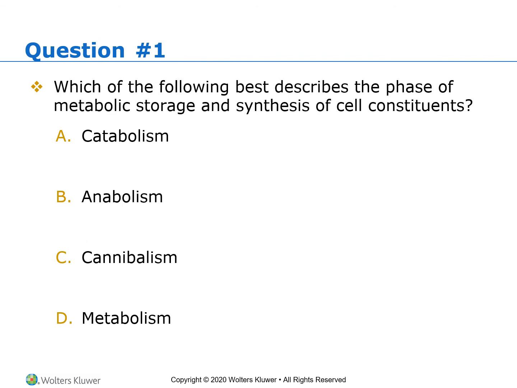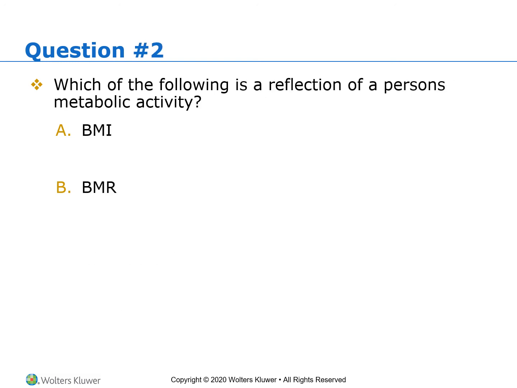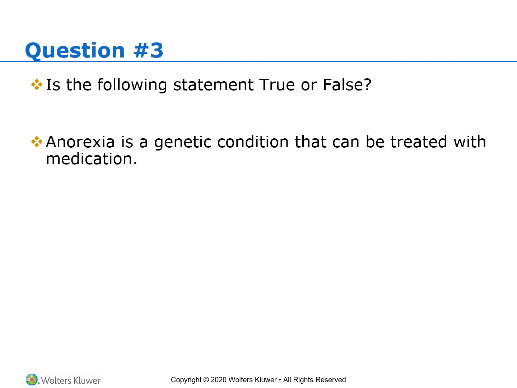Final check of the knowledge here. Which of the following best describes the phase of metabolic storage and synthesis of cell constituents? Anabolism is correct. It's the process of cell building and growth. Which of the following is a reflection of a person's metabolic activity, BMI or BMR? It is BMR because it's the measure of the reactions that are taking place in the body. BMR is not a measure of health, but just a representation of the resting metabolic activity.